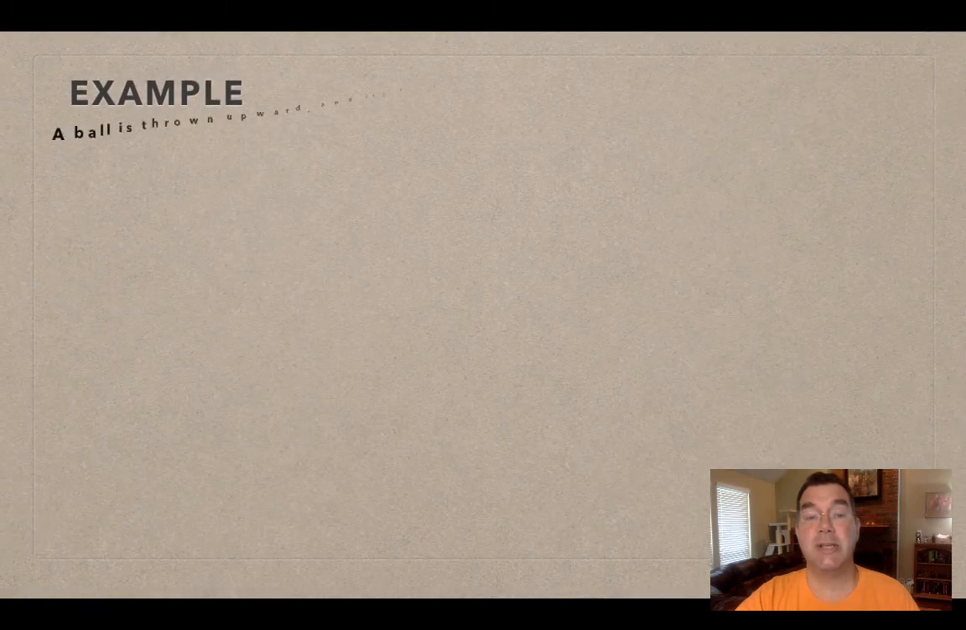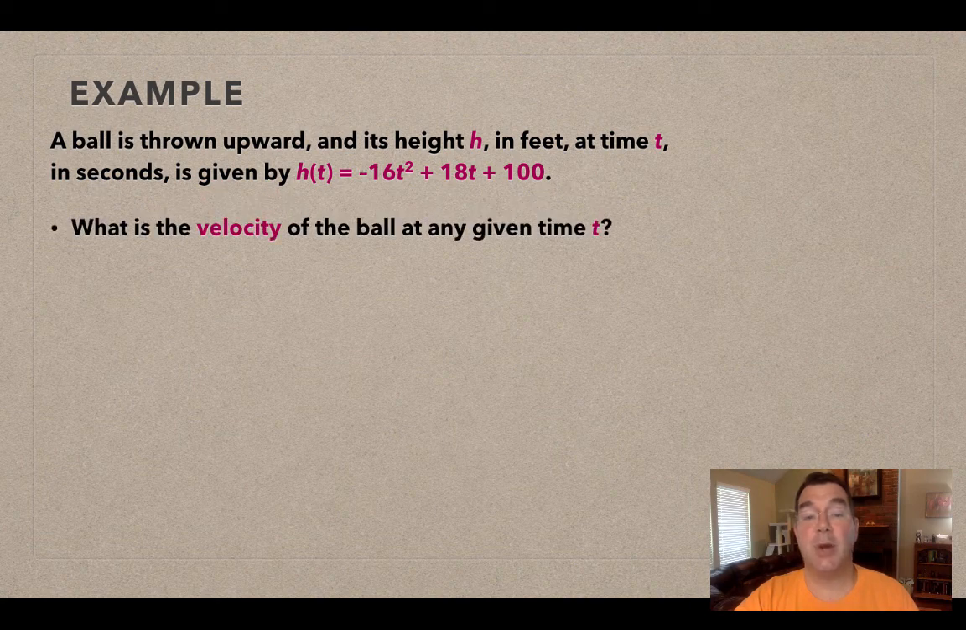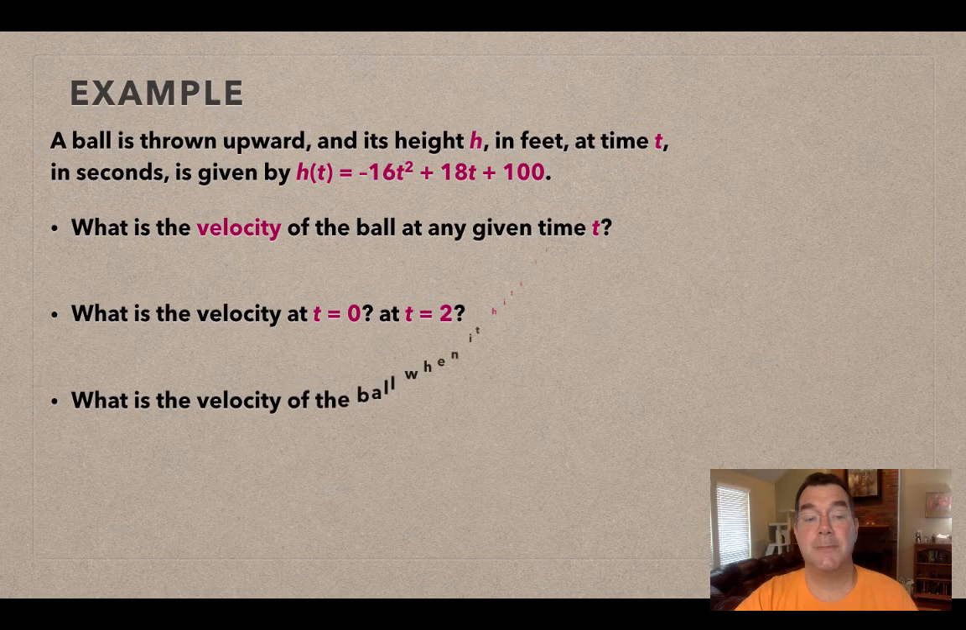All right, so here's an example. A ball is thrown upward and its height h in feet at time t in seconds is given by h of t equals negative 16t squared plus 18t plus 100. What's the velocity of the ball at any given time? What's the velocity at two specific times, 0 seconds and 2 seconds? And what is the velocity when the ball hits the ground?